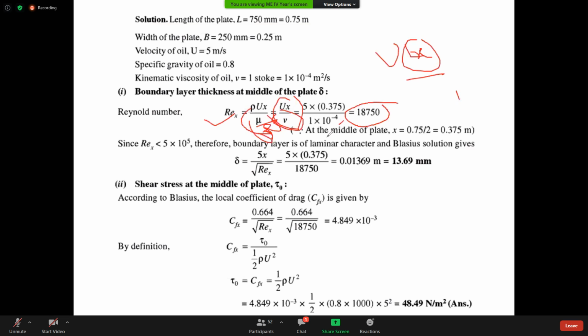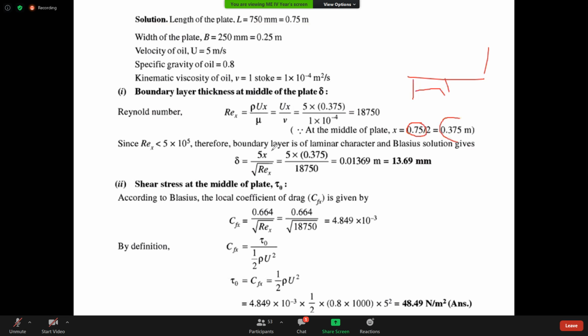At the middle of the plate, he said. At the middle of the plate means he has given the length 0.75 or 750 mm, and the width is given. So this 0.75 half, at the middle of the plate, this x value needs to be substituted in the formula. So you get the delta value. After getting delta, again CFX is different, 0.664.